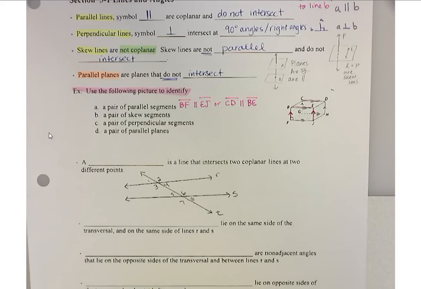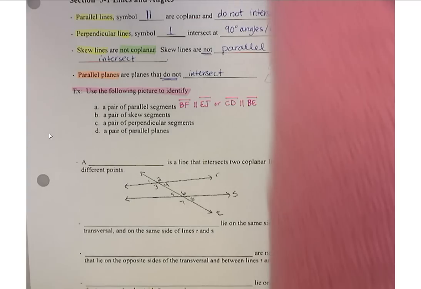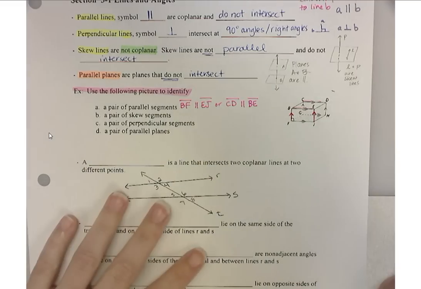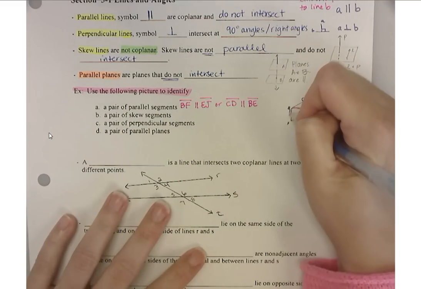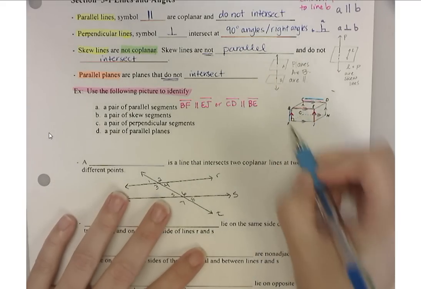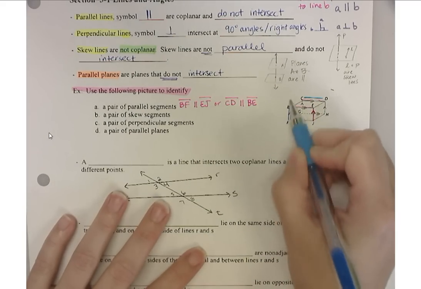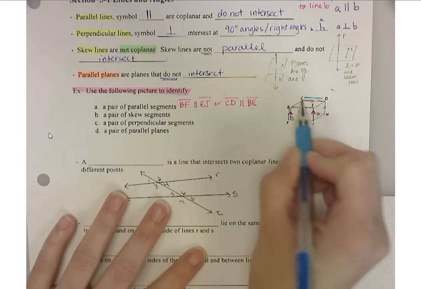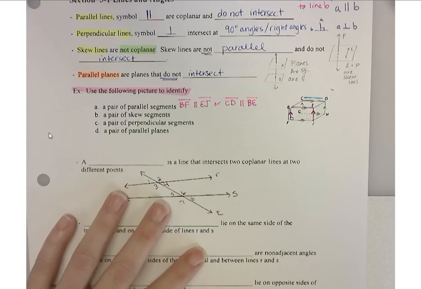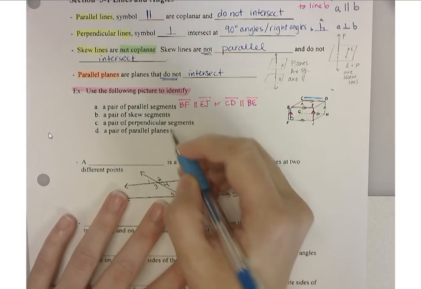All right, and then for B, we're going to name a pair of skew segments. Remember, skew segments are not parallel, not coplanar, and do not intersect. One example of those would be BF and CD. Notice how they are going in two different directions, like BF is vertical, CD is horizontal. If I extended this out, it would never cross BF. So remember that exists in the 3D plane.